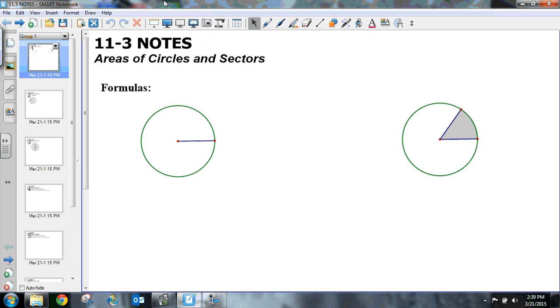Okay, the following is a video on 11.3 notes. This is an interesting one. This is the areas of circles and sectors. I don't really like the name sector. Kind of sounds a little weird. I like to call this pizza slices. Okay, Lord knows that I like my pizza.